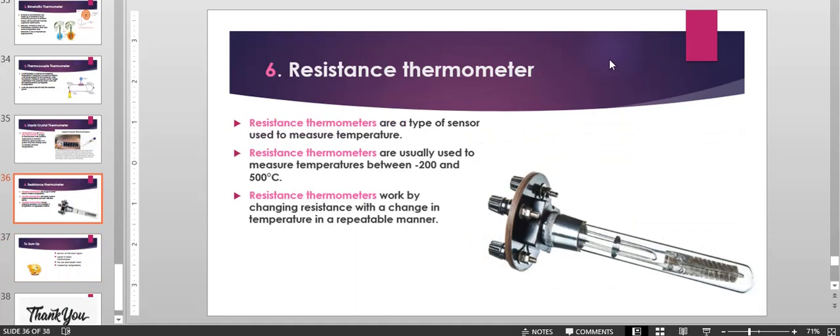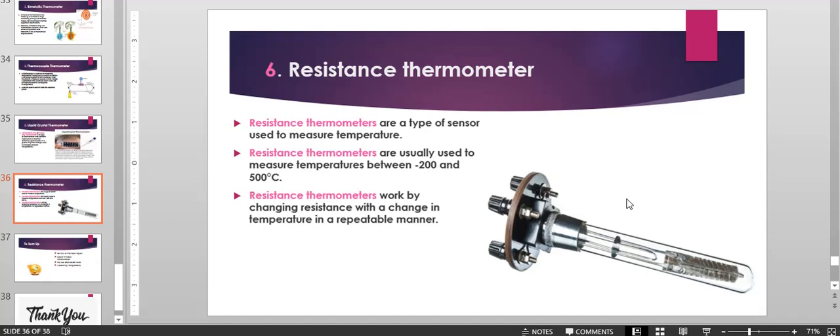Now let's discuss another type of thermometer, which is known as the resistance thermometer. Resistance thermometers are a type of sensor used to measure temperature. They are usually used to measure temperatures between -200 and 500 degrees Celsius. These resistance thermometers basically work by changing resistance with a change in temperature in a repeatable manner.